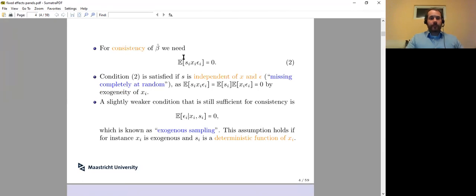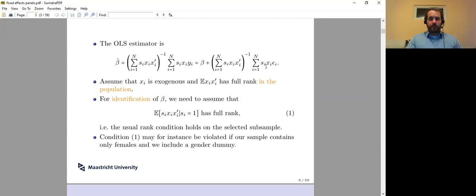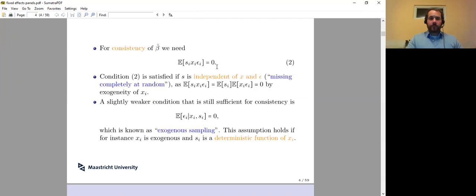Next, for consistency, we also need that this thing here goes to 0. So we need that the expectation of this is 0. And a pretty famous assumption that ensures that is the missing completely at random assumption, where we assume that this indicator S is completely independent of X and epsilon. So that's missing completely at random. When we have independence between S and the two other variables, then of course the expectation that we see here factorizes, and we know that X is orthogonal to epsilon in the population. So this thing here will be 0, and therefore this condition will be satisfied.